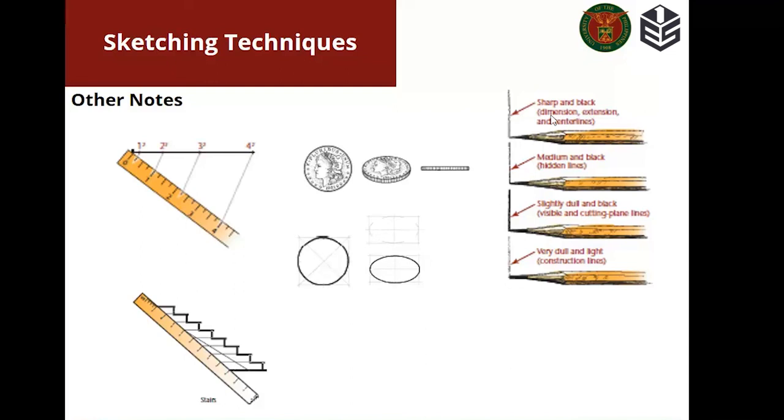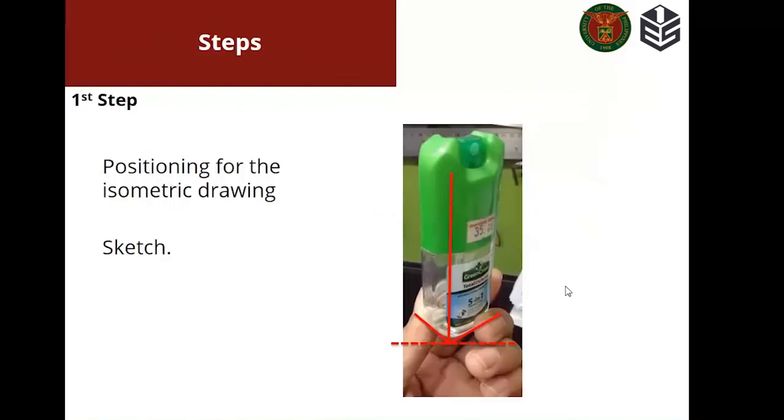Okay? And you could do different visible lines depending on what you want to do. For example, sharp and black is for dimension lines. We'll be introducing dimension lines to you next time. Medium and black is for hidden lines, slightly dull and black is for visible lines, and very light is for construction lines.